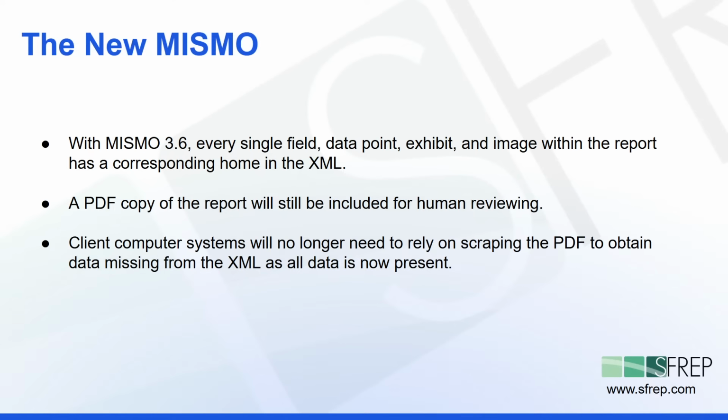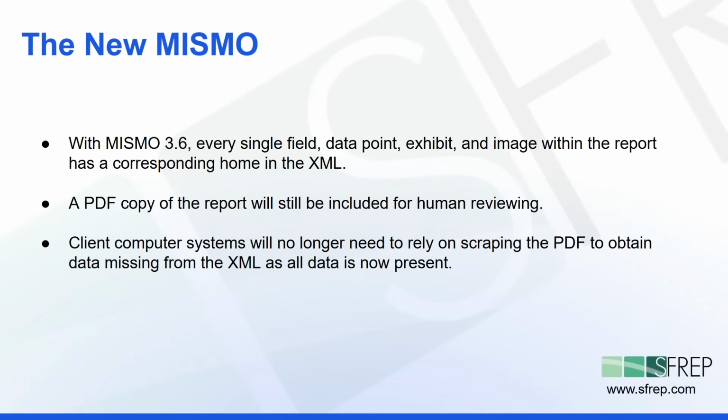So with MISMO 3.6, every single field, data point, exhibit, and image within the report has a corresponding home in the XML. That's more important for the computer side of things. What's important for you guys and for the humans involved is a PDF copy of the report, and that'll still be included for human reviewing. Now, client computer systems will no longer need to rely on scraping the PDF to obtain data missing from the XML, as all data is now present.